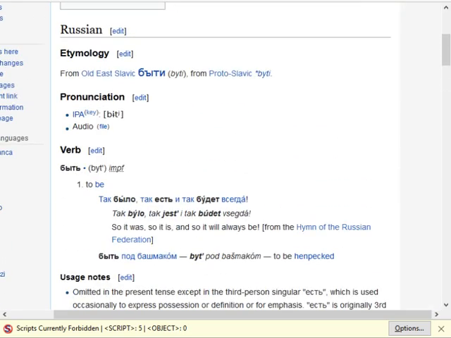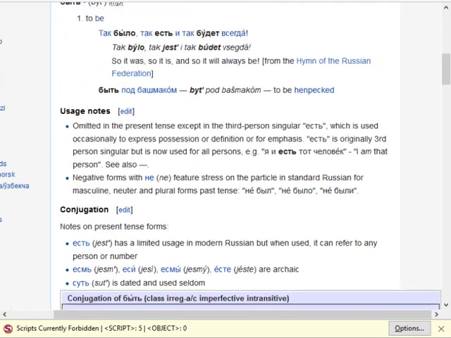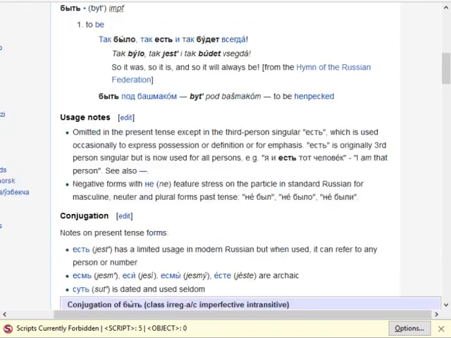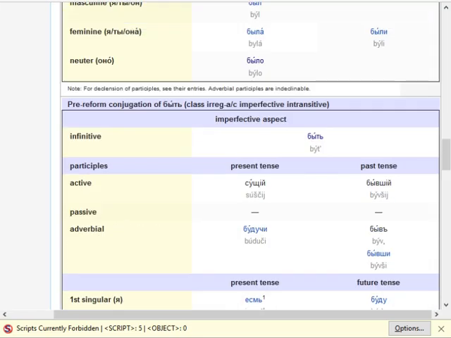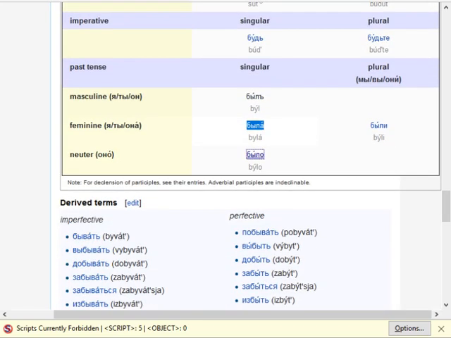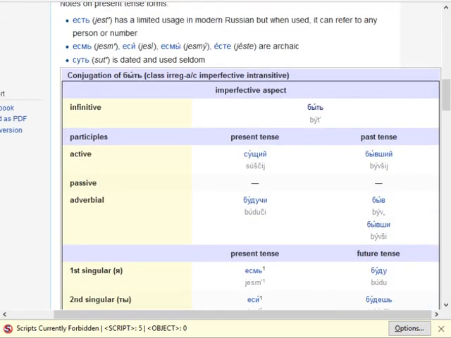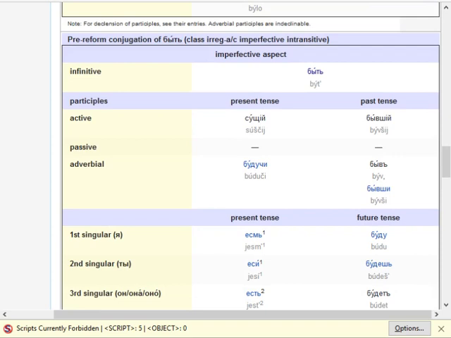Wait, did I? I almost wondered for a moment if I was looking at the wrong language. Maybe this was for Bulgarian or something, but no, according to this, this is for Russian. Oh, I'm sorry. I just realized I was looking at the pre-reform conjugation of быть.